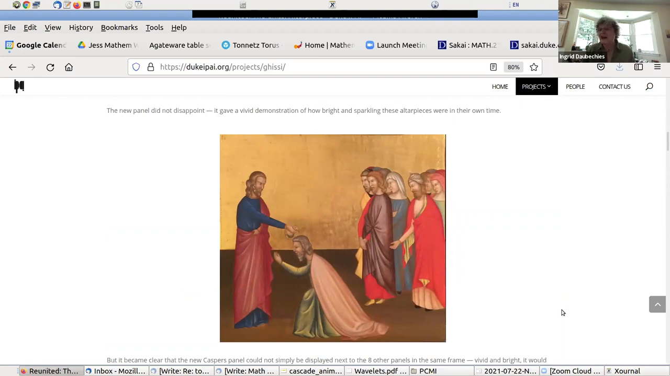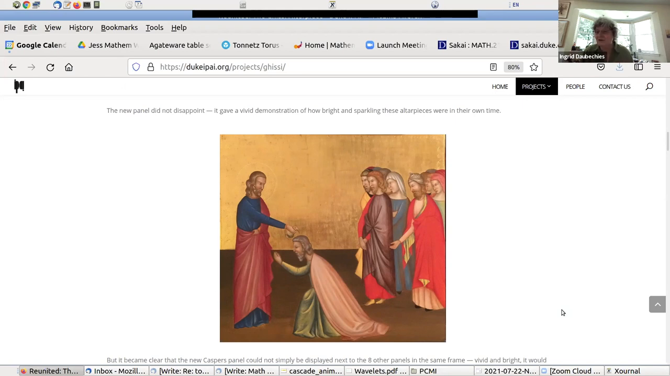And it's only when she had done this that they realized they couldn't put it next to the other ones, because it would have detracted from these old ones that are faded, where the gold is no longer gleaming and polished and burnished, and it would have been the only one that was not authentic. So they just couldn't do that.